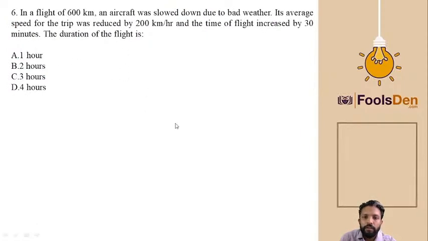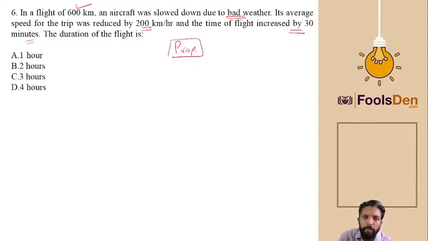Coming to the next question. In a flight of 600 kilometers, the aircraft was slowed due to bad weather and its average speed was reduced by 20 kilometer per hour. The time of flight increases by. Now how to solve this question? We will apply one method that is called the proportionate method.